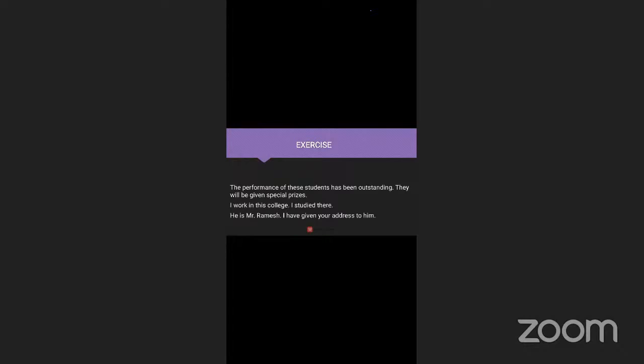Then how will we change this into a simple sentence? The students with outstanding performance will be given special prizes. That is the answer. Students with outstanding performance will be given special prizes. Very easily we can conclude this point. See, this is the simple sentence.